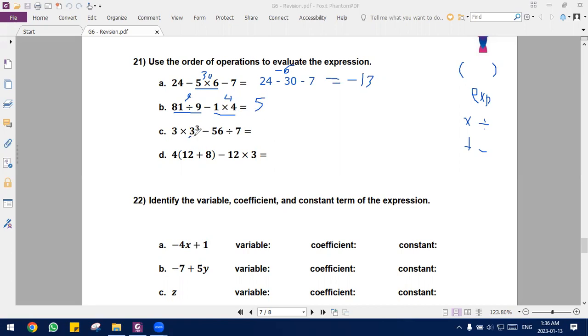Question C, we work out the exponent first. 3 to the power of 3, it's 3 times 3 times 3, which is 27. Then we have to do the multiplication. 3 times 27, which is 81. Let me write it down here. 81 minus 56 divided by 7. We know that 8 times 7 is 56, so it's 8. 81 minus 8 is 73.